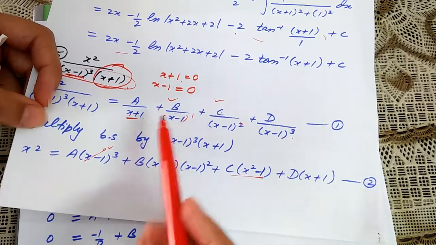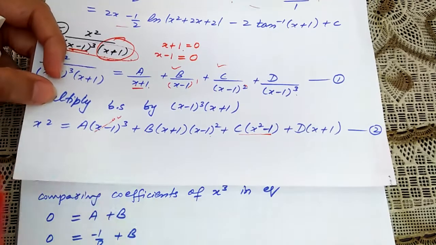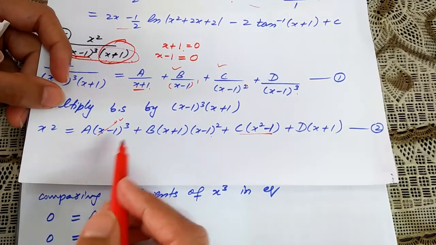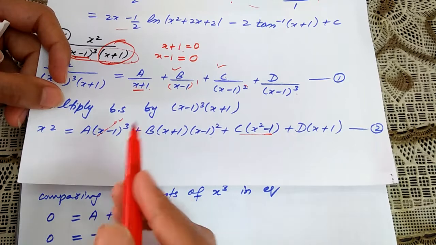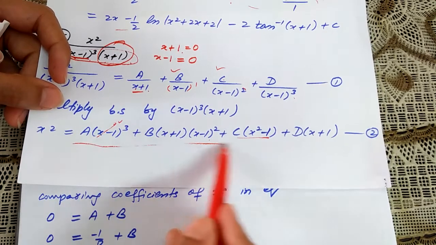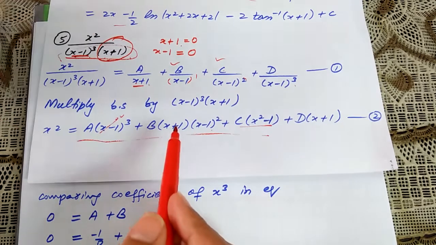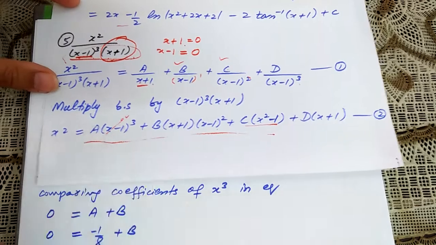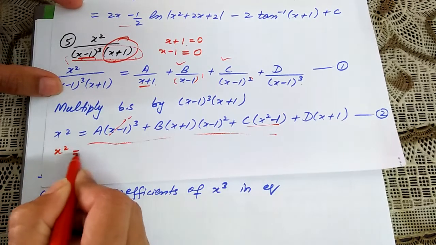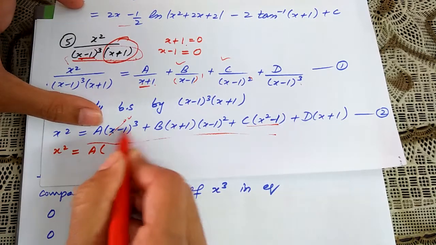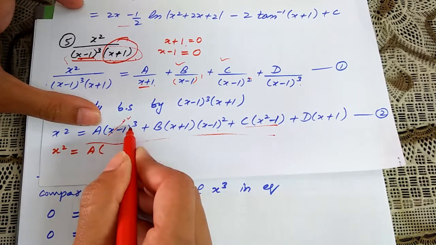I will just use another method. I will compare the coefficients of x cube, x square, and x one by one out of equation number 2. For that purpose, you need to simplify this equation. It will be x square equals to a. Open this formula of x minus 1 whole cube.